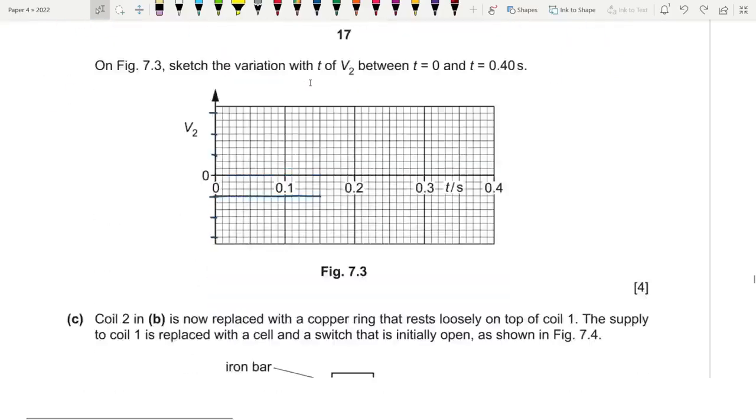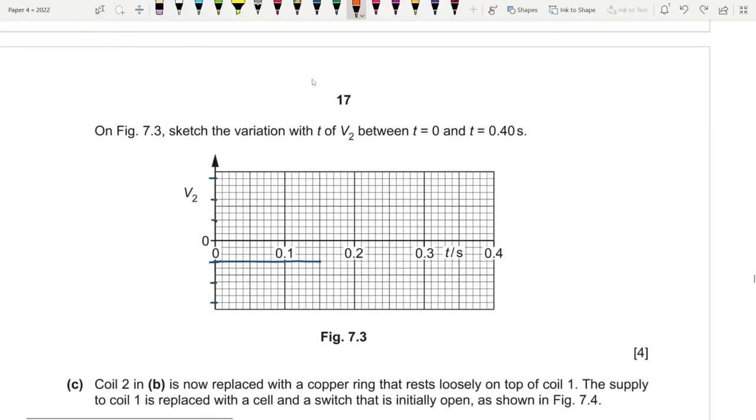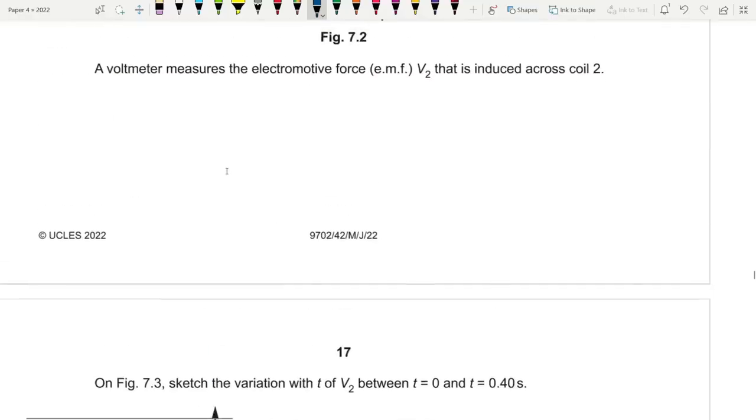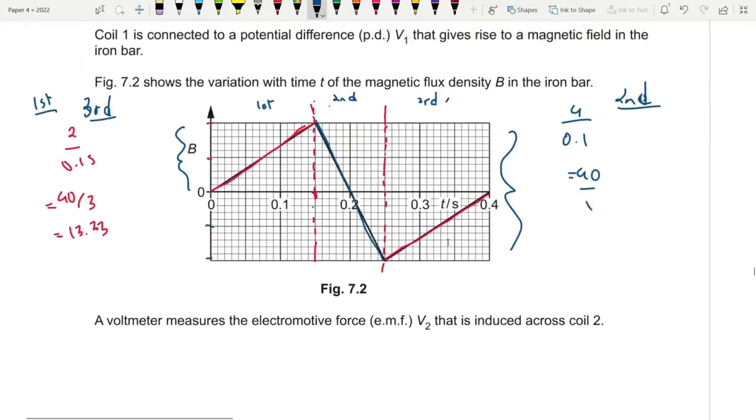Next we're going to have a positive value, because this section is a negative gradient, so we are going to have a positive value according to Lenz's law, which is going to be 3 times this value. So over here 3 times this original value, like this, up till 0.25, and then we are going to have the final section, which is going to be a repeat of the original one. This is going to be till 0.4 seconds, because we have a positive gradient again.